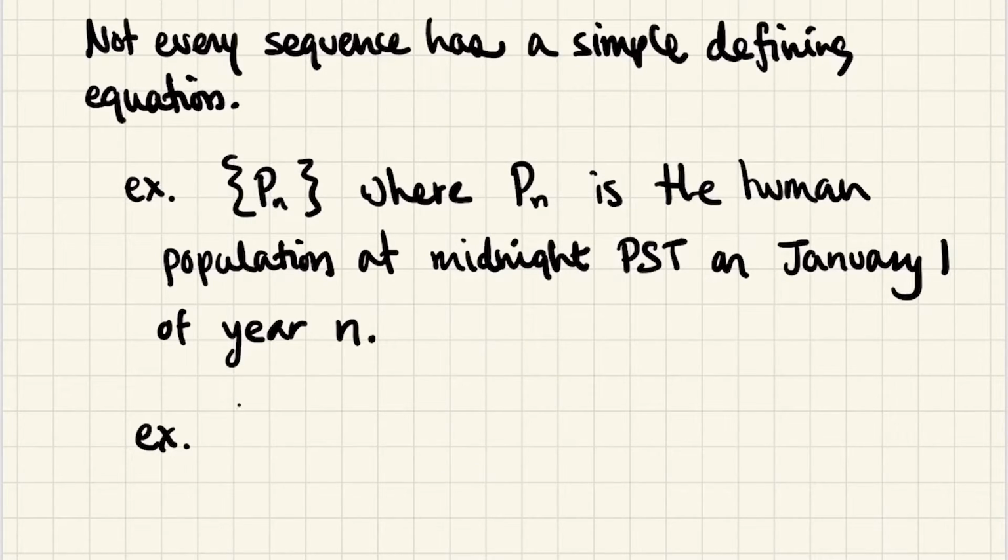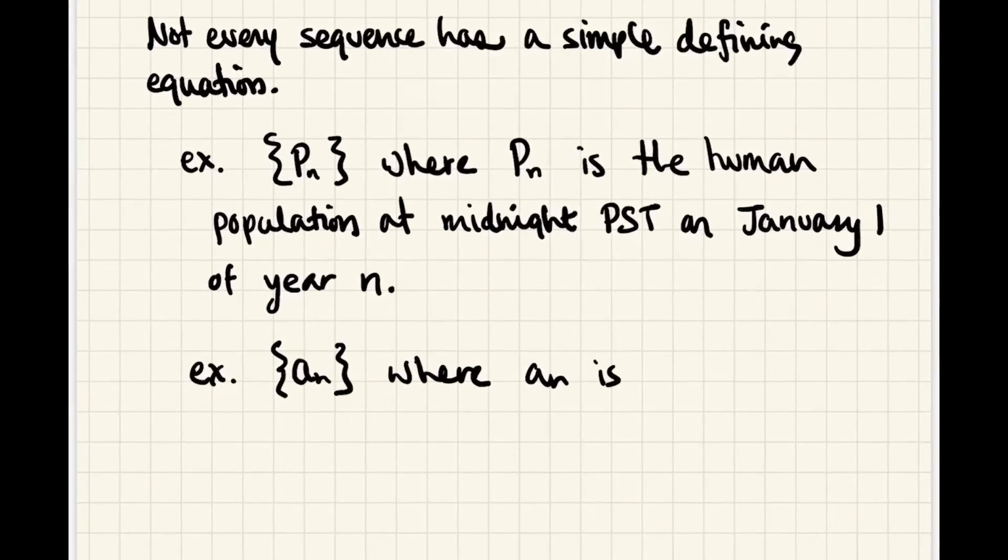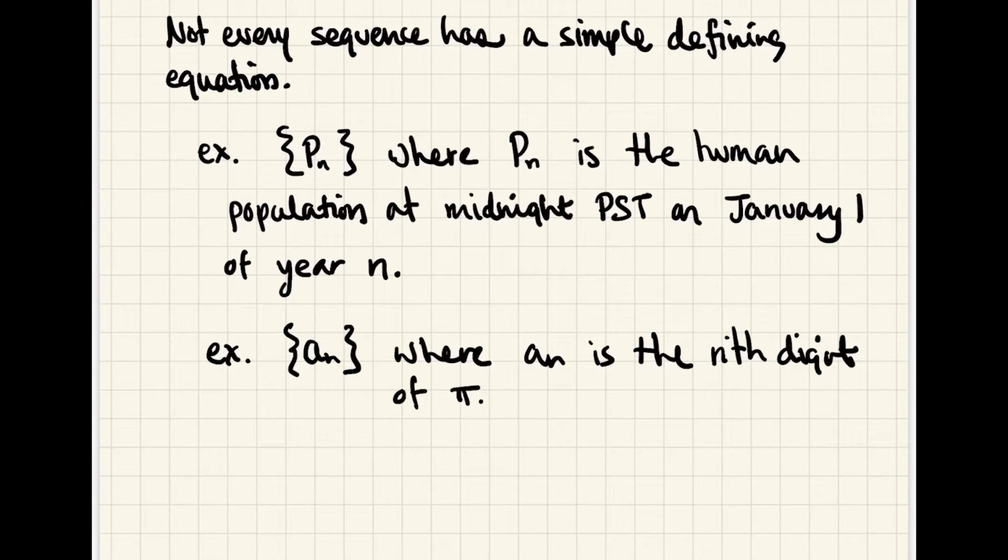Here's another one. The sequence a_n, where a_n is the nth digit of pi. So this sequence we can actually determine even if there's no straightforward formula. 3, 1, 4, 1, 5, 9, 2, etc. Right? And that goes on forever. So what is the 10 billionth term of this sequence? Well, it's the 10 billionth digit of pi, right? So whatever that is, it's something. You could guess and probably have a 10% probability of being right.